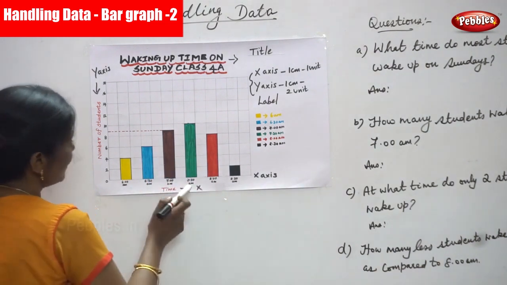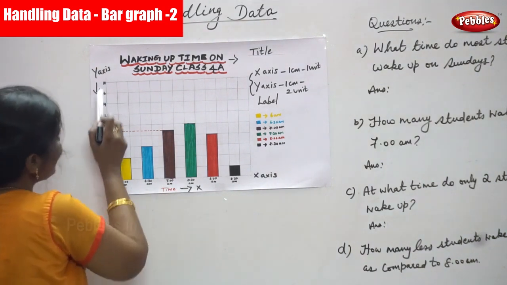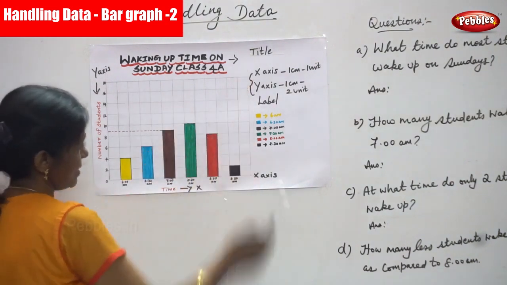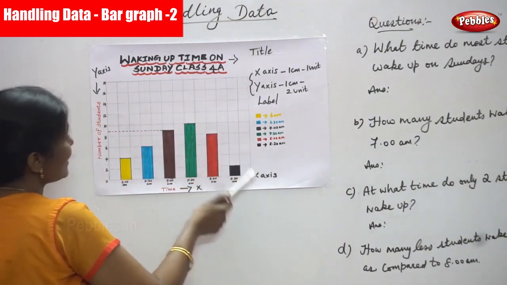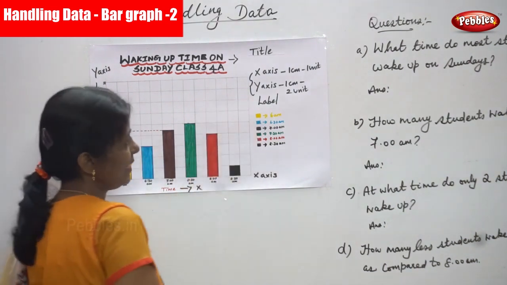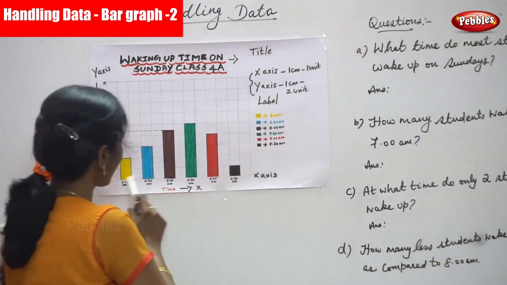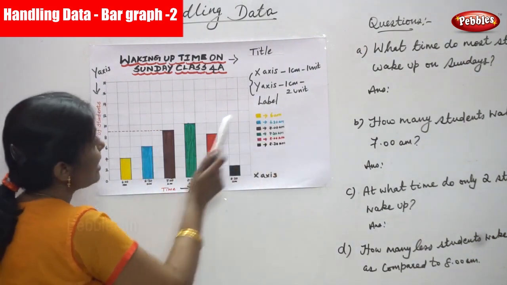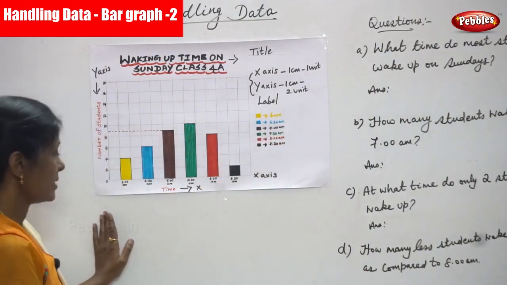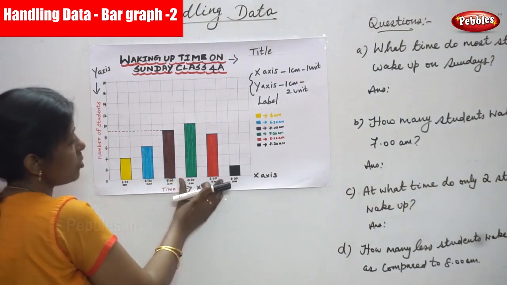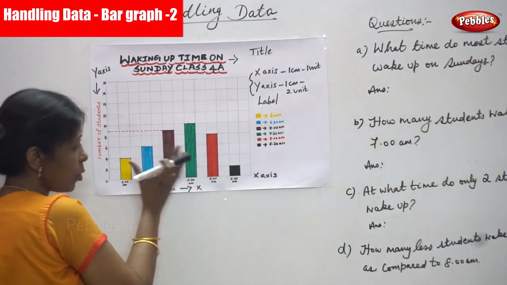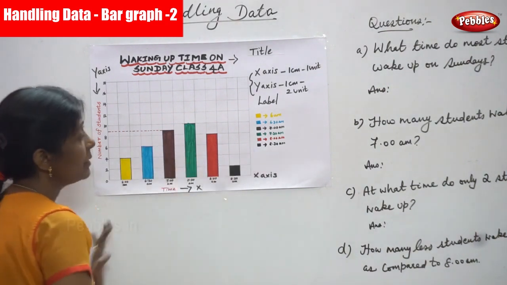See, this is time. I have taken time on the x-axis and number of students on the y-axis. Waking up time on Sunday, class 4A, this is the title. The x-axis and y-axis come under the label. On the x-axis 1 centimeter is equal to 1 unit, and on the y-axis 1 centimeter is equal to 2 units. I have given some spaces for clear understanding, and it also looks very neat.